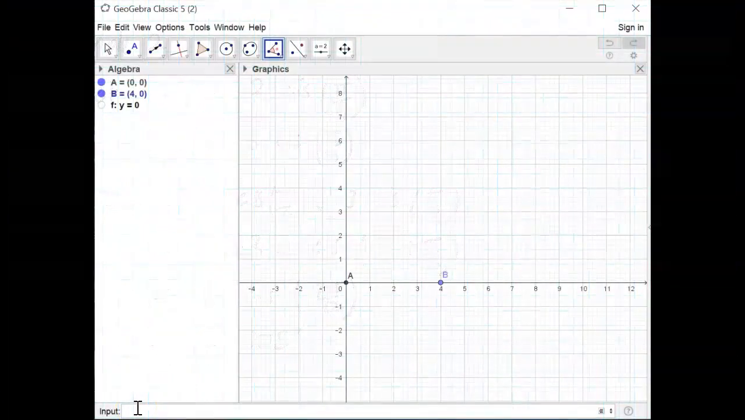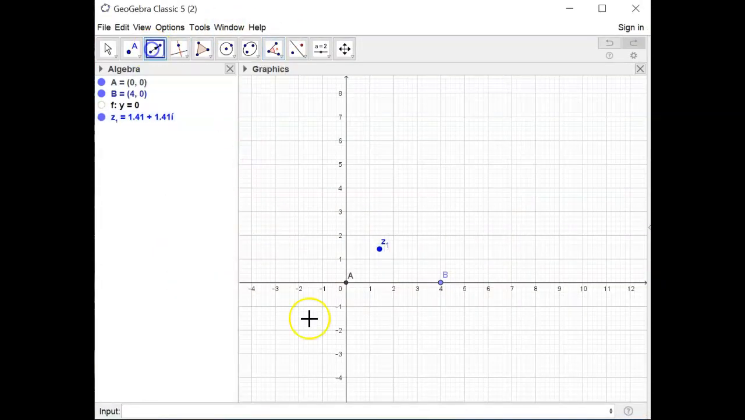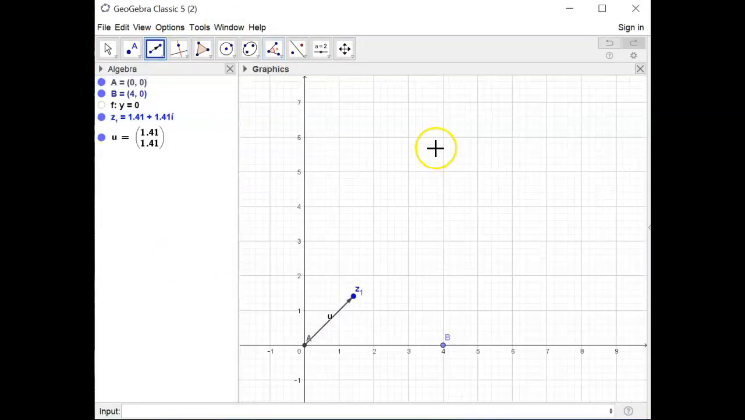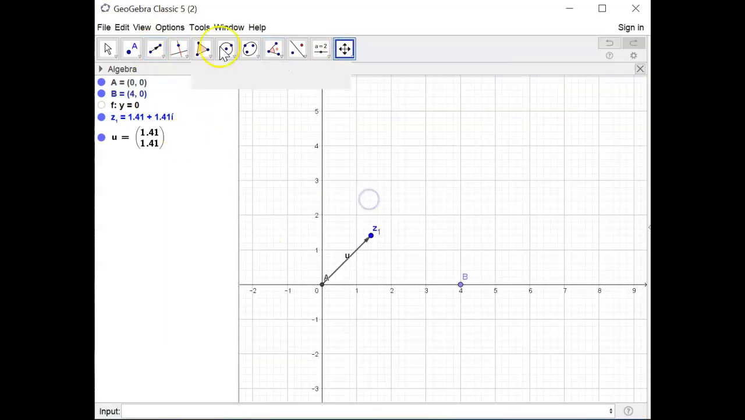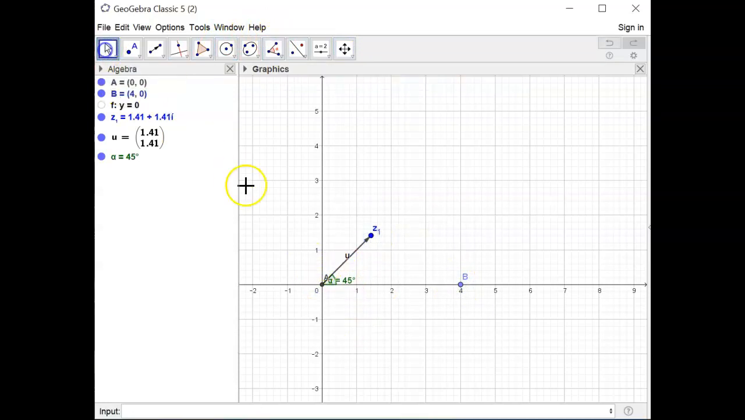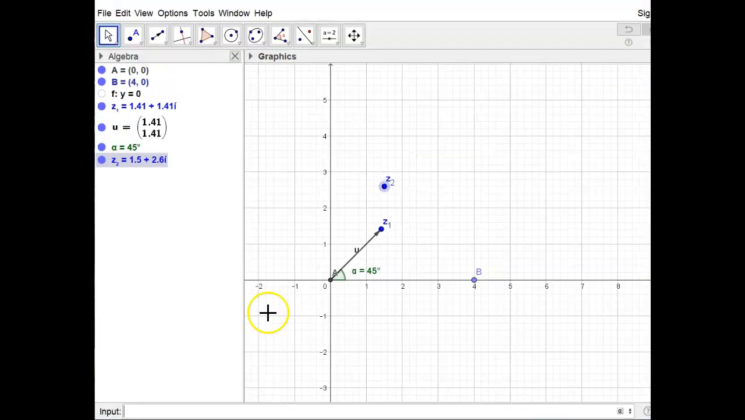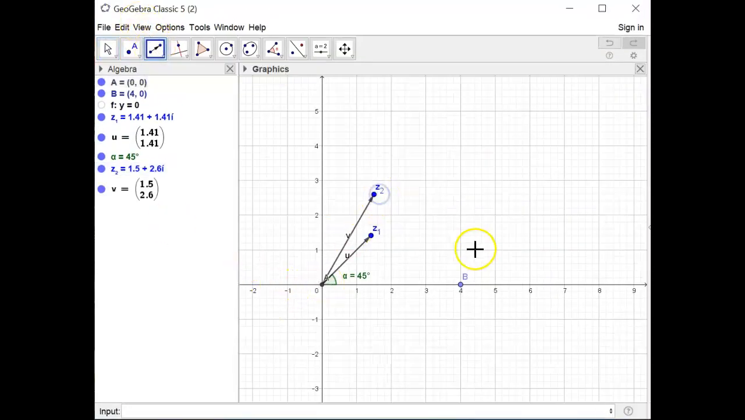We now use GeoGebra to demonstrate the multiplication of two complex numbers in polar form. So we begin by entering the complex numbers using Euler's form, and we draw our vectors from the origin to the complex number, and then measure the angle, or the argument. We enter our second complex number in polar form, again using Euler's form. So this time 3 cis pi on 3. Again we draw that in vector form, measure the argument, this time of 60 degrees.